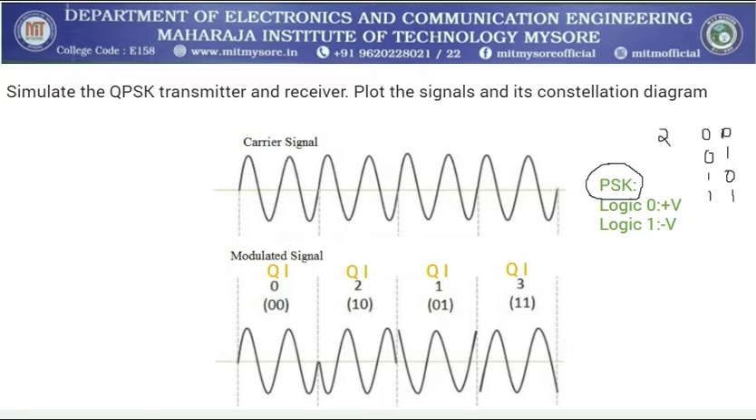Look at the waveform. This will be your carrier signal. The modulated signal will have a shift in phase when we have the inputs like 00, 01, 10 and 11. This first bit represents the quadrature phase and the other bit represents the in phase. You can observe the shifting phases by using this diagram.